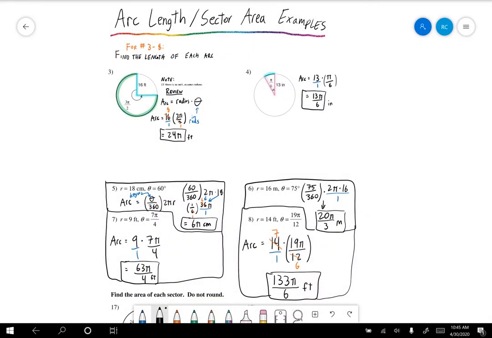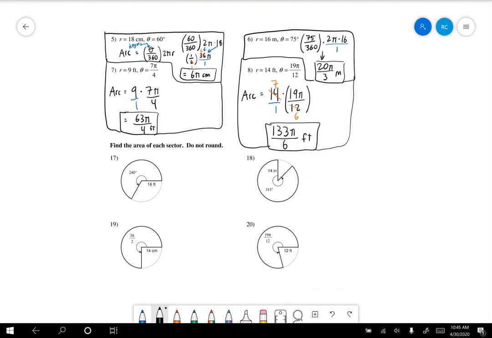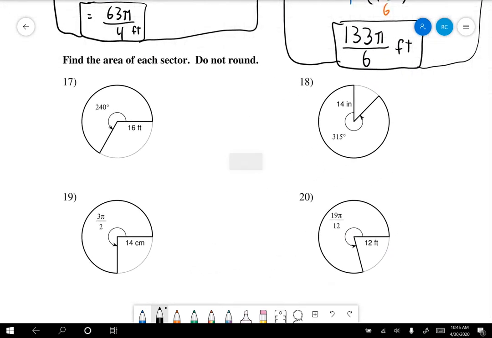Okay, here we go again. Where we last left off, we had done 6 problems on arc length using both degrees and radians. And now we're going to do the same thing for sector area.